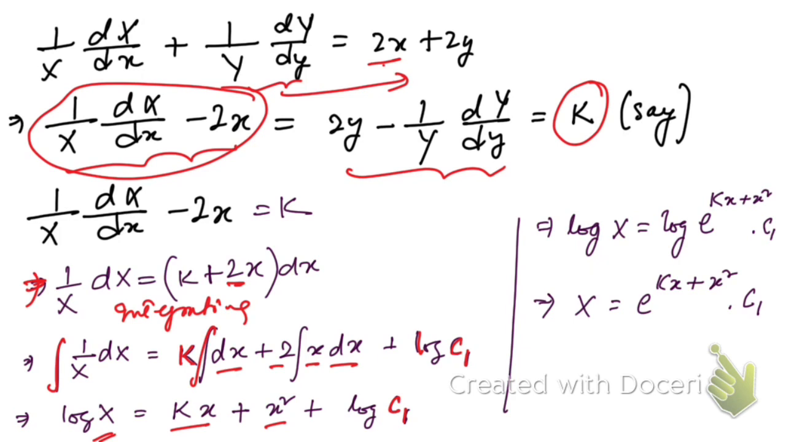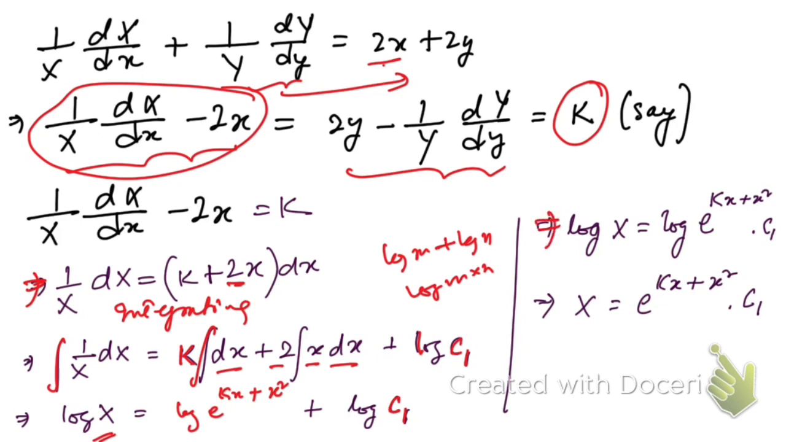So what we have done here, you see, it can be written this way, log of e to the power kx plus x squared. Then if we use this rule that log m plus log n is equal to log m into n, it's going to give you this result, log of e to the power kx plus x square into c1, right? And removing log from both sides, we get this result of x, right? So hope you have understood. This was nothing but your kx plus x square, right?